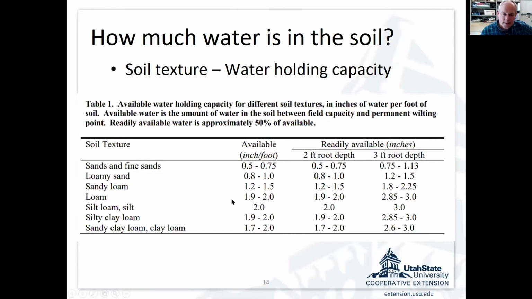So this first column is the total available water, and then this is readily available water. This is the water that's available before we run into drought stress in a 2-foot depth versus a 3-foot rooting depth. So for the example, if total available water is 2 inches per foot, then readily available water in 2 feet is 2 inches, and for 3 feet it's 3 inches. It makes the math pretty simple, but that's how it's read. And you can see for sandy and fine sandy soils, the water holding capacity is going to be a lot less in a foot of soil than for some of these heavier loamy soils that can hold on to their water a little bit better.